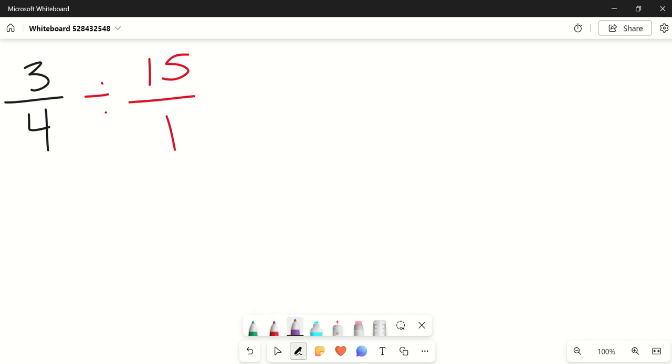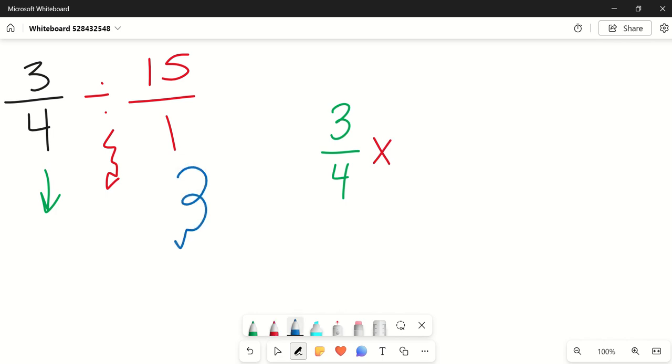I'm going to change the colors here. Ladies and gentlemen, what's the rule? Ooh, not yet. Say it nice and loud. Keep. So the first fraction stays the same. I'm going to move it over here. Keep. That means the division symbol becomes what, ladies and gentlemen? And we flip the other one.